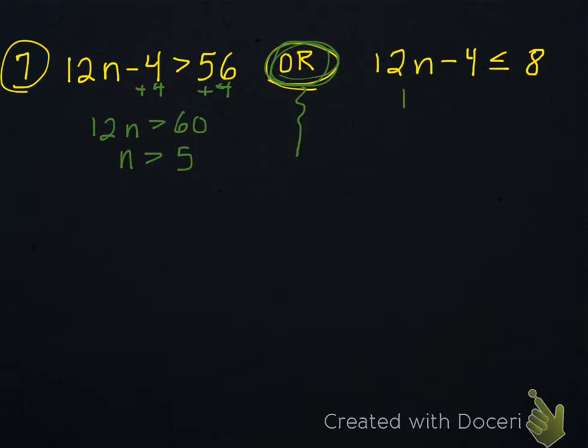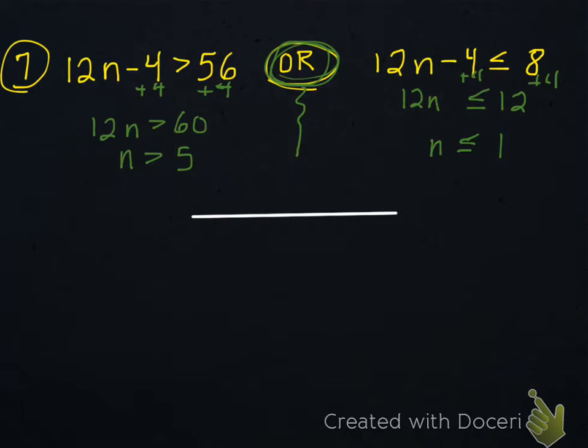Right half, we're going to add that 4. I have a 12n less than or equal to 12. Well, 12 is divisible by 12. We get a 1. Okay, let's put that on our number line.